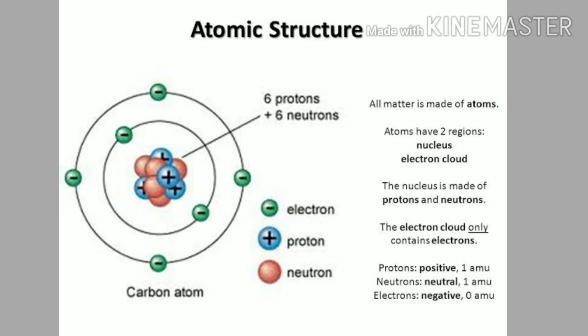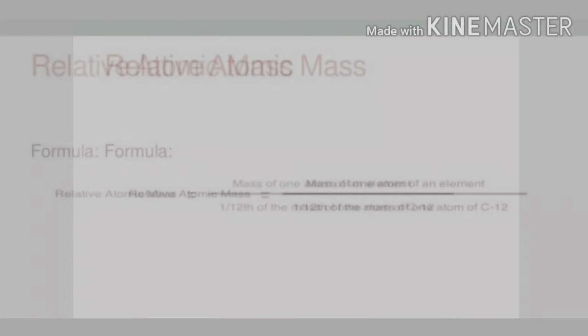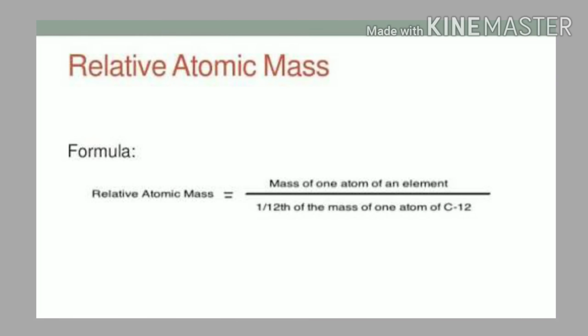Here the question is, why are we taking the carbon atom? Because carbon reacts easily with other elements. So the relative atomic mass is equal to the mass of one atom of the element divided by 1/12th the mass of one carbon-12 atom. Because what is relative atomic mass? The relative atomic mass or atomic weight of an element is the number of times that one atom of the element is heavier than 1/12th of the mass of one atom of carbon-12.